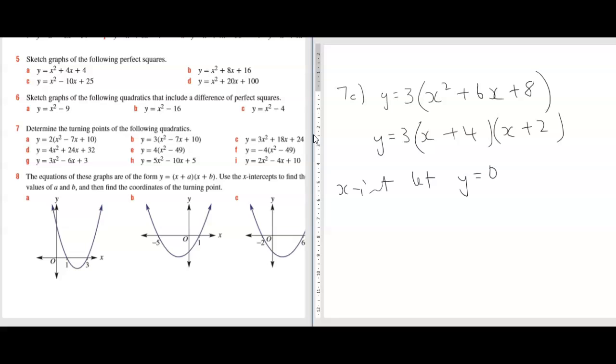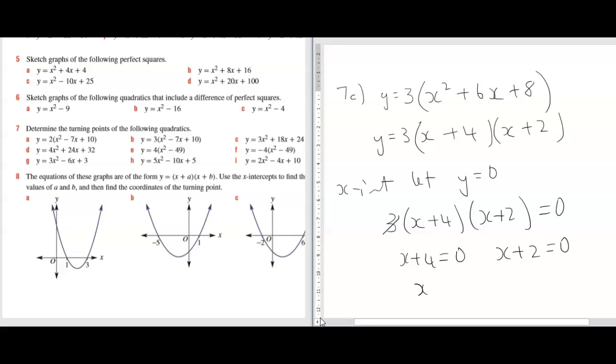Now I know the question is asking for the turning point, but because the question's focusing on factorizing, we'll do it this way. If you wanted to turn it into turning point form some way down the track, you can do that as well. Okay, so let's let y equal 0. I always write 0 on the right-hand side, just because usually you say it that way. Then we can divide both sides by 3, so that disappears. So we're just left with x plus 4 equals 0 or x plus 2 equals 0. So x equals -4 and x equals -2.